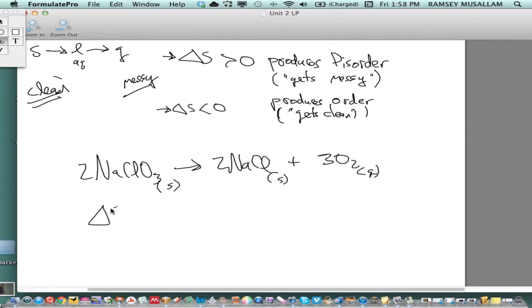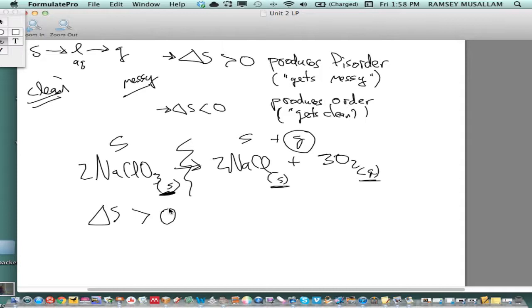When we look at this, there's a solid here, and here we have a solid and a gas. So does this reaction get messy or clean? It gets messier. I have a solid here and a solid plus a gas. That gas is telling me that the delta S of this reaction is positive. So the chances are this reaction has the potential of being spontaneous. Doesn't mean it is, but it has the potential.